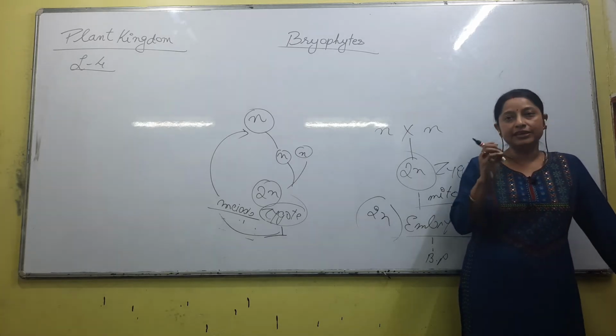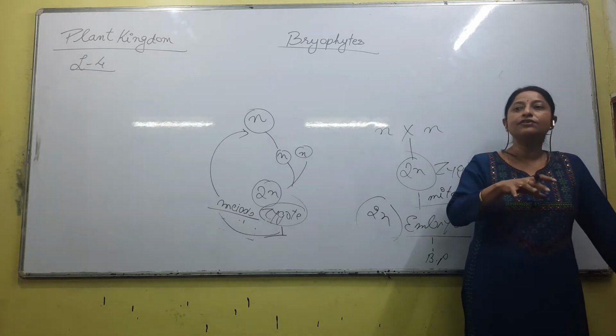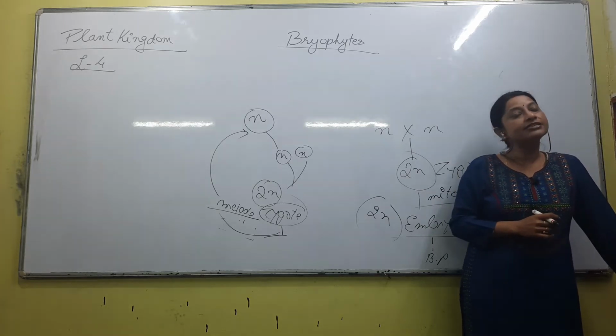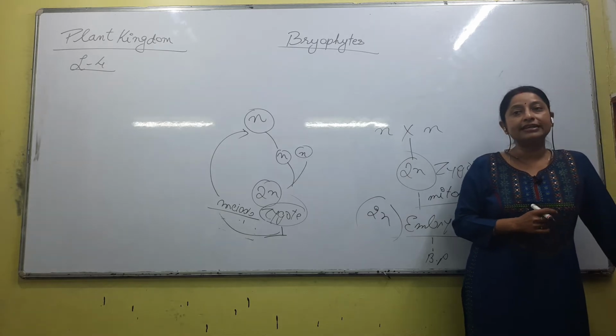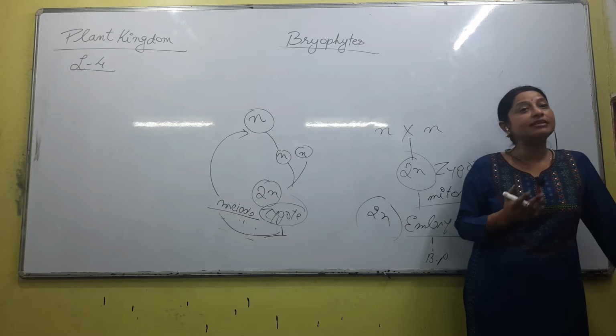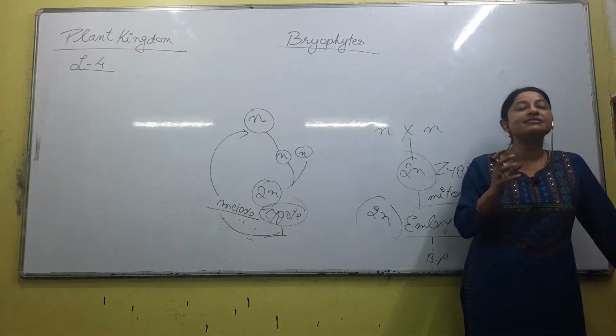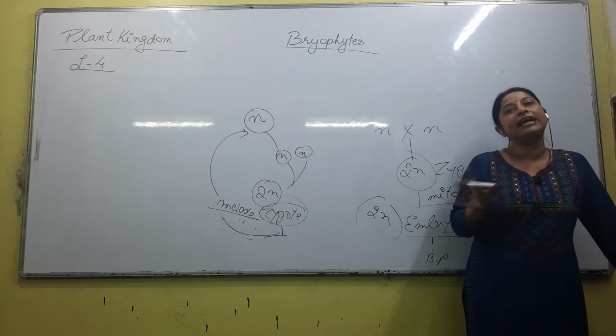What is the relation of the gametophyte with the sporophyte or vice versa? We hear certain words like the sporophyte is totally dependent on the gametophyte. The sporophyte is partially dependent on the gametophyte. The sporophyte is totally independent. These are certain sentences that we will study during plant kingdom.